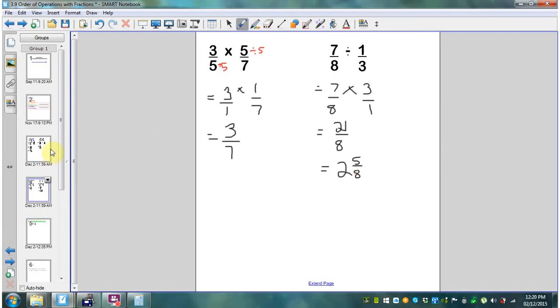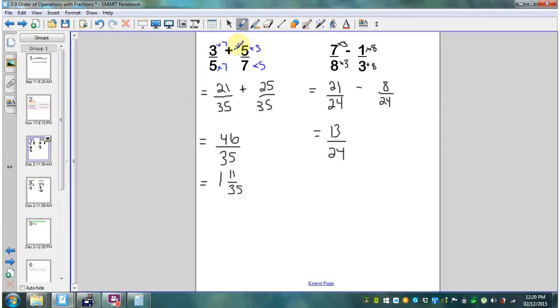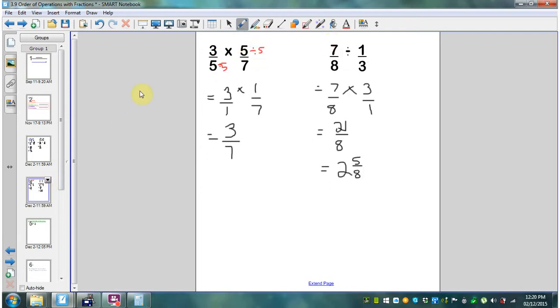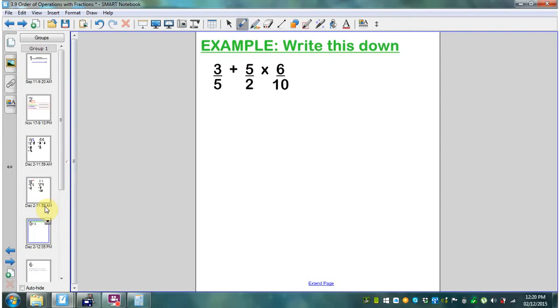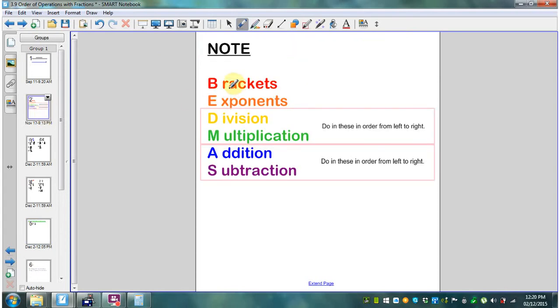Okay, so that was just a quick review of all 4 operations: addition, subtraction, multiplication, division. And now let's apply this to an example with order of operations. Okay, so write this down with me. Alright, 3 over 5 plus 5 over 2 times 6 over 10. So we've got to remember BEDMAS. Brackets, exponents, division, multiplication, addition, subtraction.